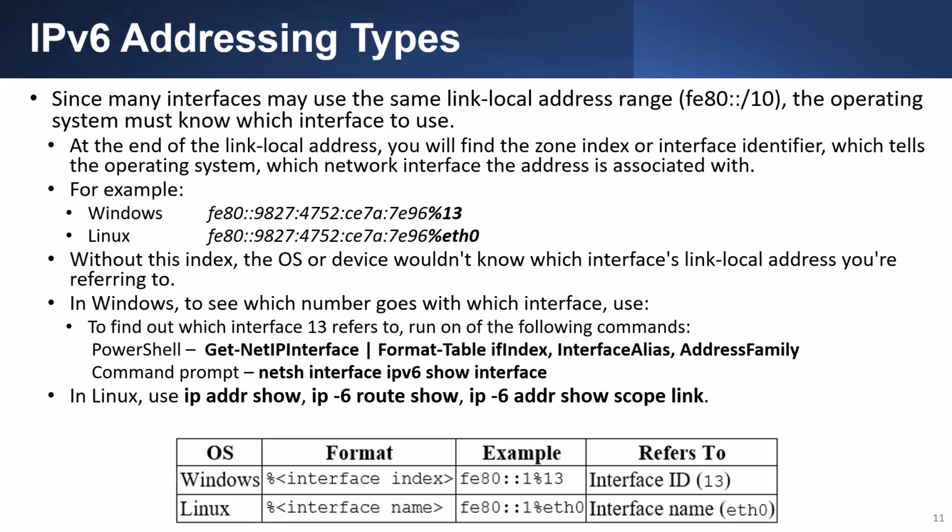For example, Windows has a % followed by a number, which is the zone index, and Linux has a % followed by the interface identifier. Without this index, the OS or device wouldn't know which interface's link-local address you're referring to. In Windows, to see which number goes with which interface, use the command shown on the screen, and to show the Linux interfaces, execute the command shown on the screen.